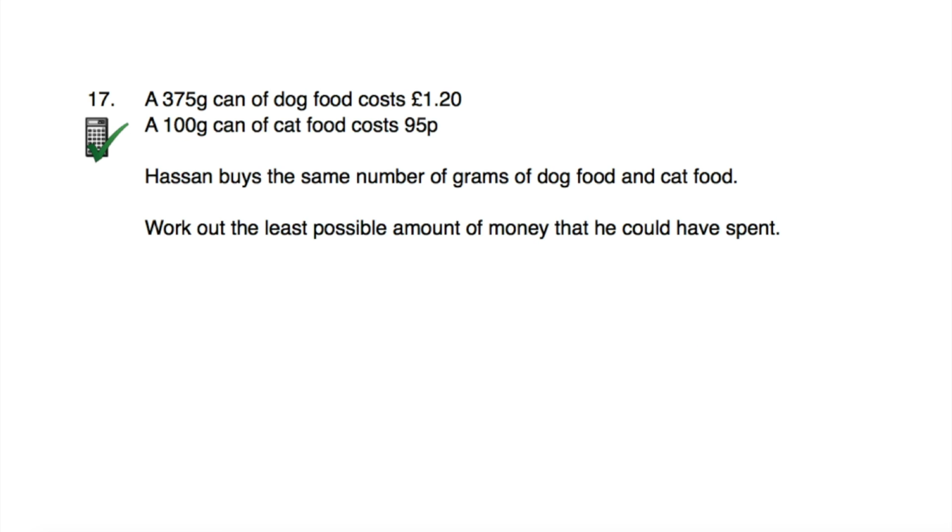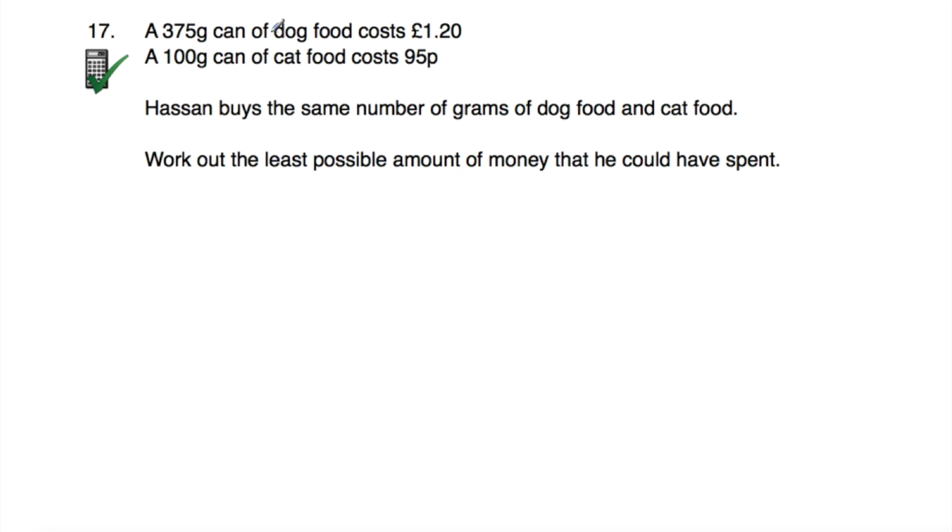Okay, let's have a look at our next question. So question number 17, we're told that a 375 gram can of dog food costs £1.20, and a 100 gram can of cat food costs 95p. And Hassan buys the same number of grams of dog food and cat food. I'm guessing he's buying whole cans here, he's not opening a can and so on. And the question says, work out the least possible amount of money that he could have spent.